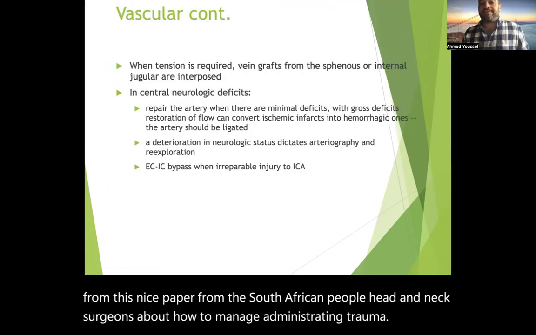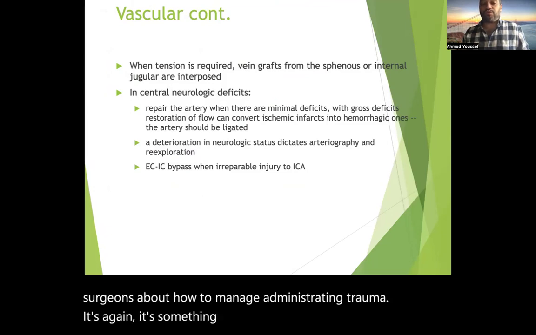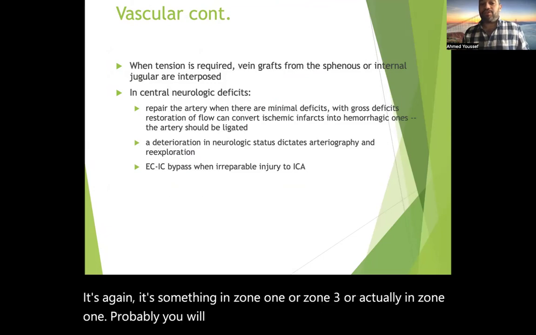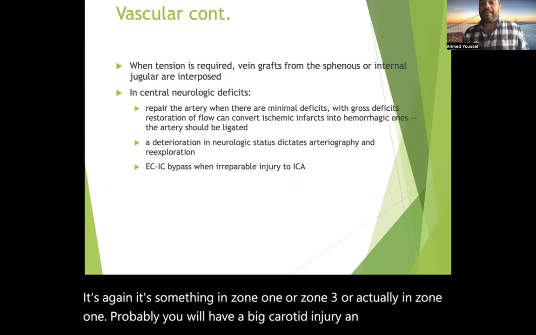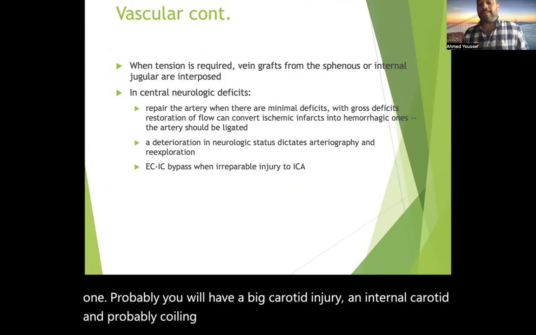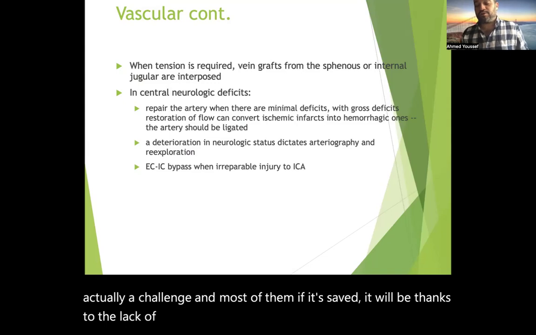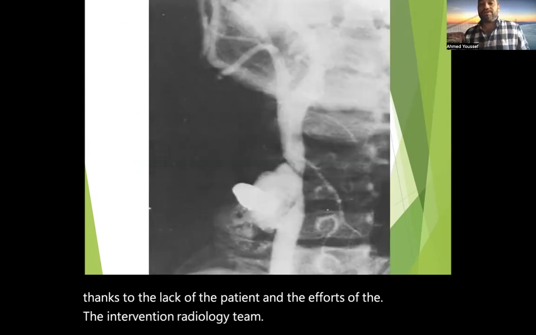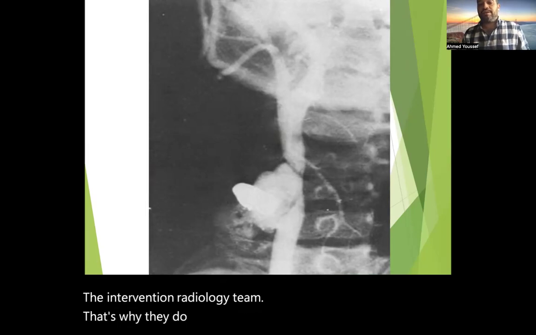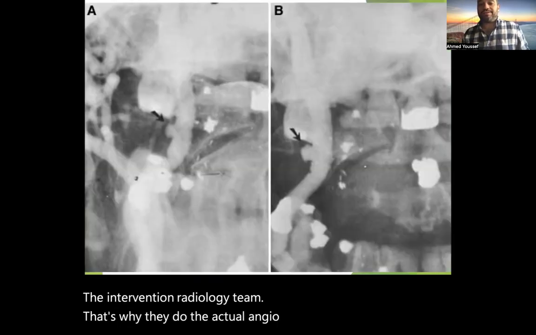Again, if something is in zone 3, or actually in zone 1, probably you will have a big carotid injury, an internal carotid injury, and probably coiling or stenting or doing some bypass. It's actually a challenge, and most of them, if saved, it will be thanks to the luck of the patient and the efforts of the interventional radiology team. That's where they do the actual conventional angio, on how to put a stent or coil it.